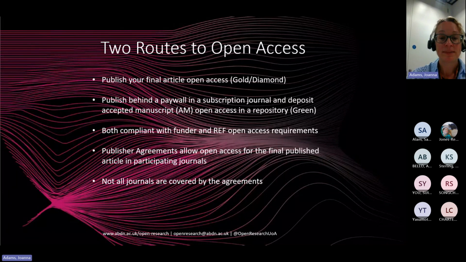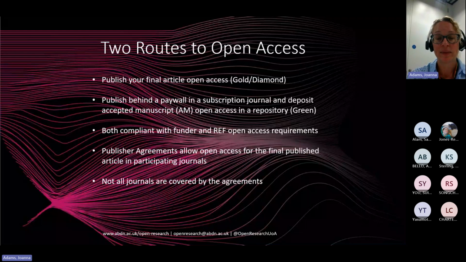You can publish in a subscription journal, which means usually that the final published version of record is only available to members who have a subscription to that journal. But you can deposit the accepted manuscript, which is your peer-reviewed, unformatted manuscript, open access in an institutional repository. And we would call that green open access. Both of these routes are compliant with funder open access requirements.